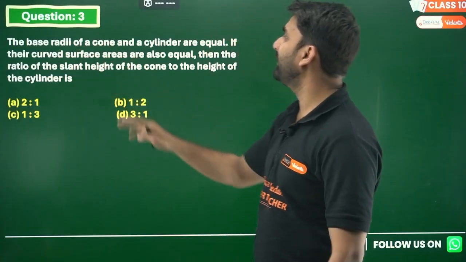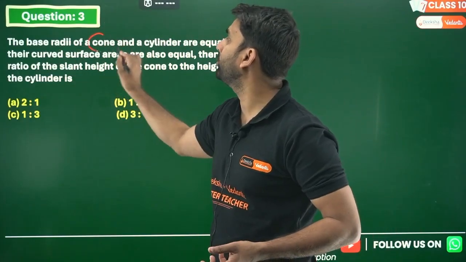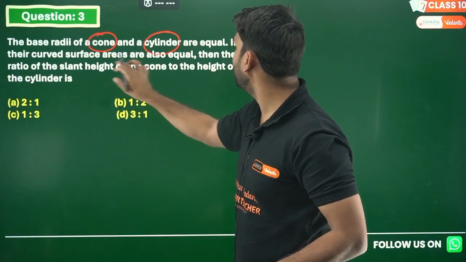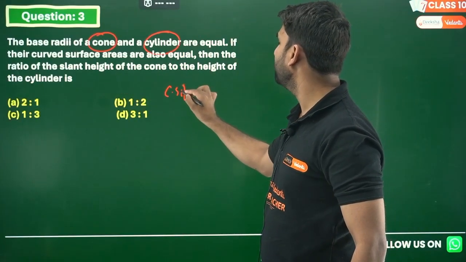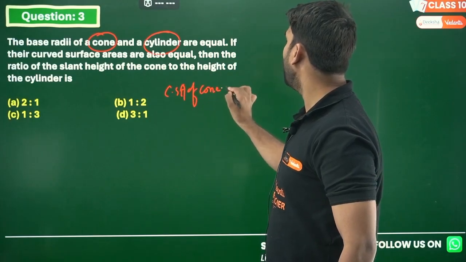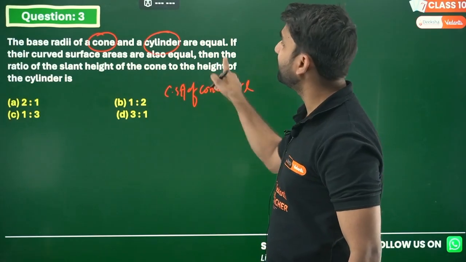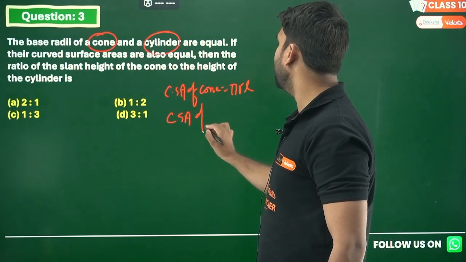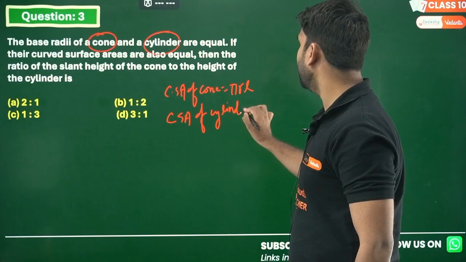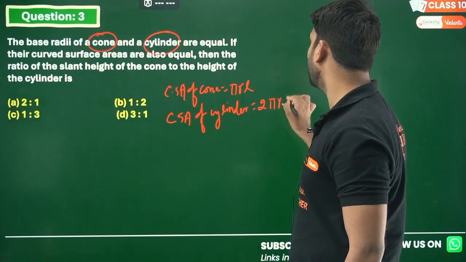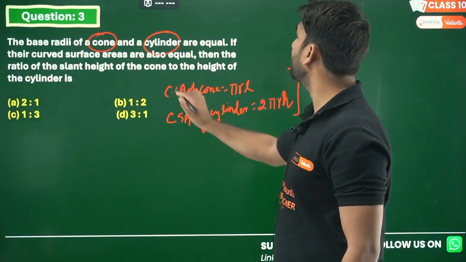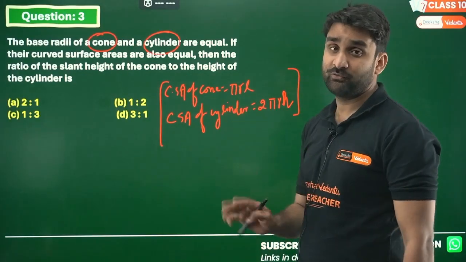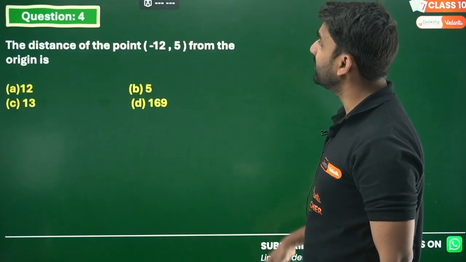Question number 3: the base radius of a cone and cylinder. So basically we are talking about a cone and a cylinder, and the curved surface area term is there. The curved surface area of a cone, you all know, is pi r l, where l is the slant height, and the curved surface area of a cylinder is 2 pi r h. To solve questions from surface areas and volumes, you should know the formulas. Without the formula, you cannot solve. Moving to the next question, question number 4.